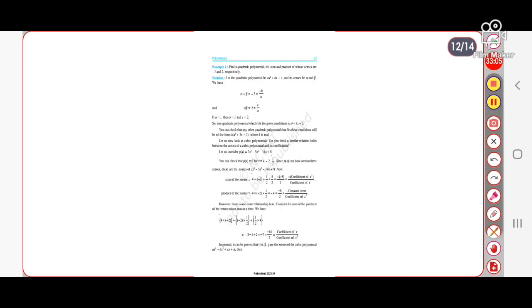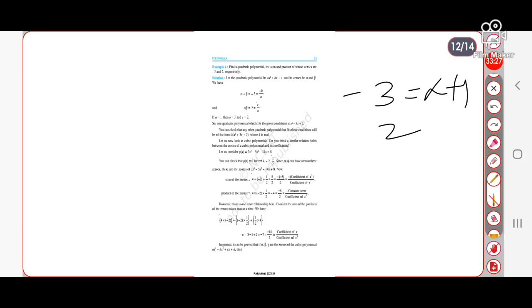Okay, what happens over here? Find a quadratic polynomial, the sum and product of whose zeros are minus 3 and 2. They are asking you to find the quadratic polynomial, and they have given the sum of the zeros and the product of the zeros. Sum of zeros is minus 3 and product of zeros is 2. So that is alpha plus beta, and this is alpha beta. Alpha plus beta is minus b by a, alpha beta is c by a.